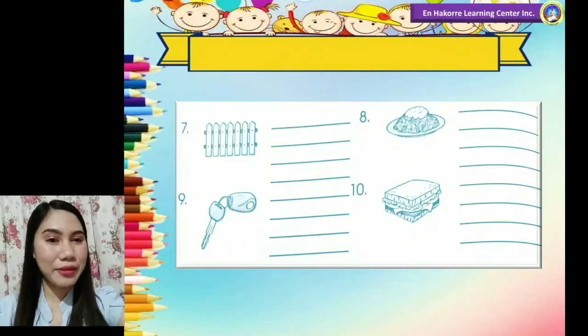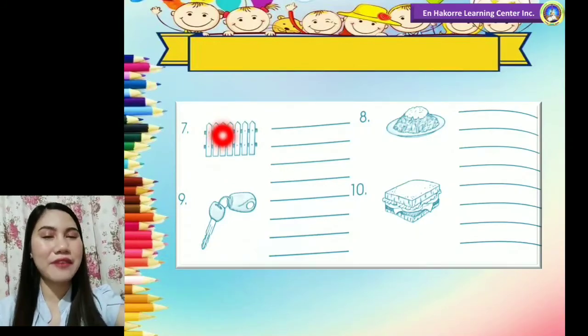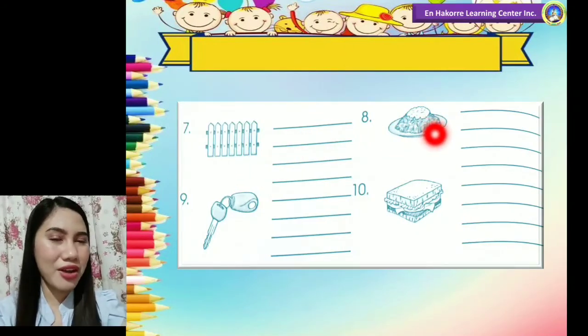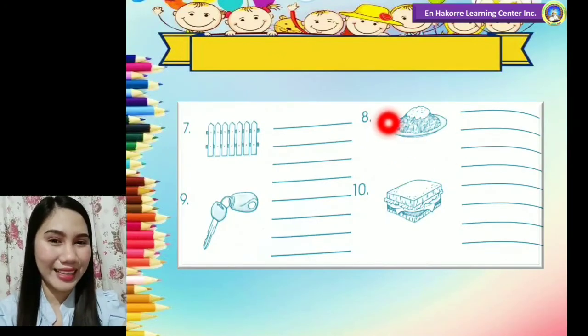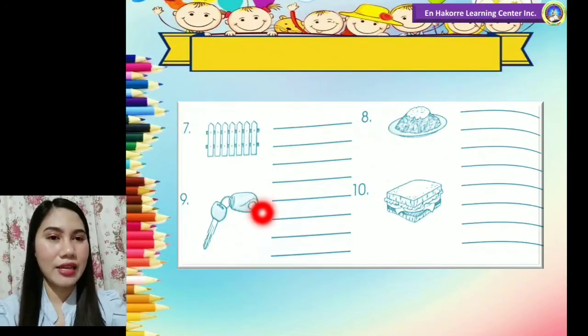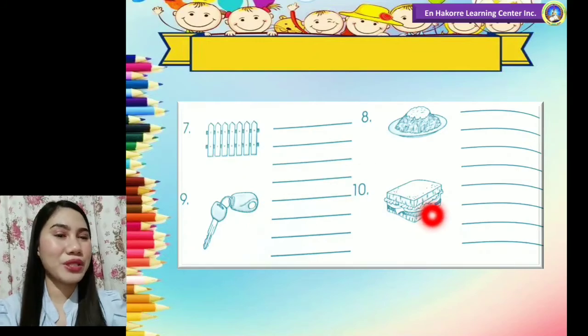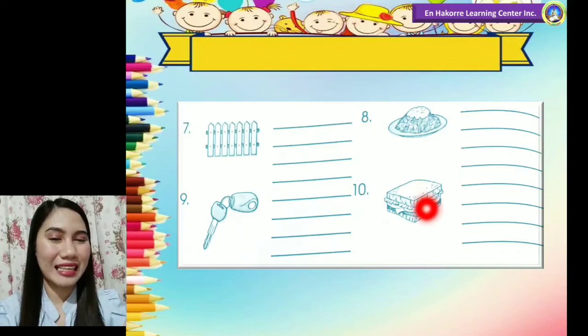In number 7, my dear children, you have your fence. In this fence, what are the 3 different kinds of lines that you can imagine in this picture? Number 8 is your pudding. What do you think are the lines present on this object together with the plate? Next is the key. What lines are also present in this object? And for number 10, you have your sandwich. What do you think also are the lines present in this object?